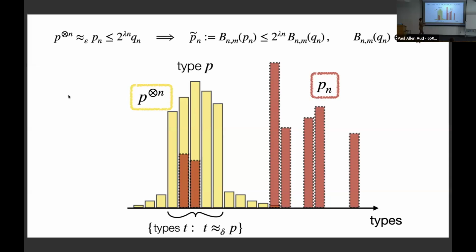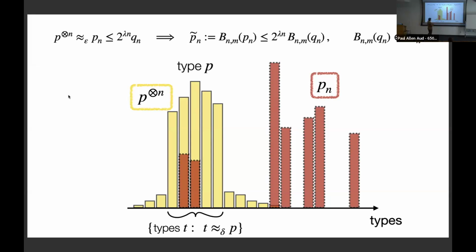Okay, but in the picture, what does it do? What does blurring do, right? So we are applying it to this Pn, not to this P tensor n, to Pn. What does it do? Well, it's called blurring because it adds some noise. What we're doing is adding some symbols with some probability.